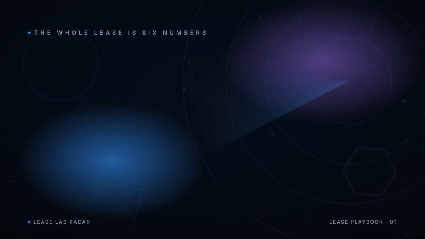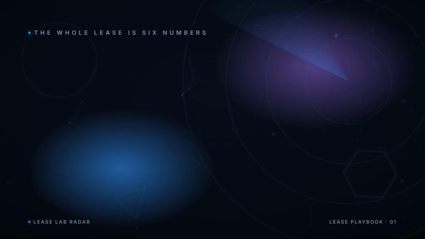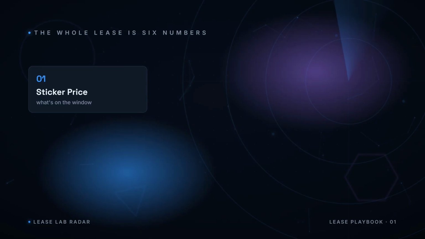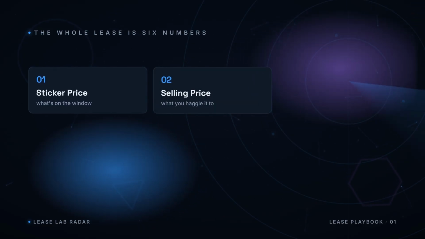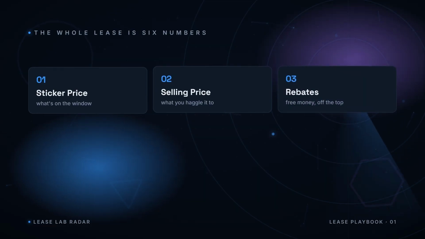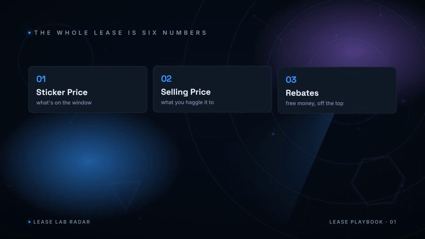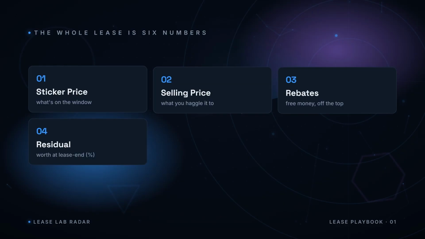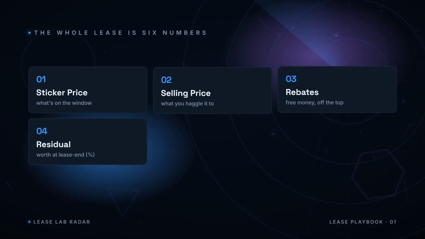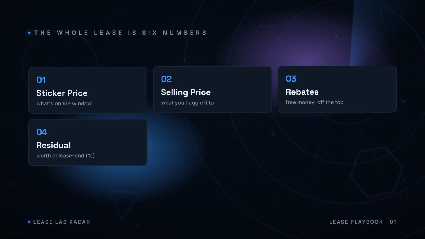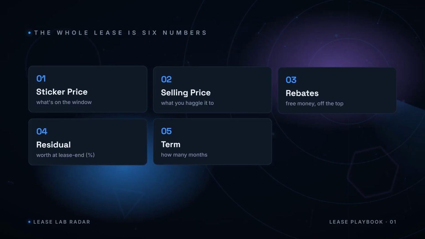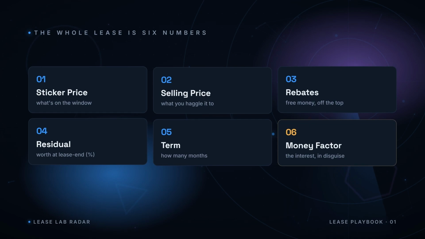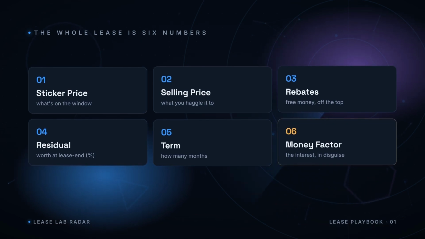6 numbers, that's the whole lease. Grab your calculator. Sticker price, what's on the window. Selling price, what you haggle it down to. Rebates, free money from the manufacturer off the top. Residual, what the car is worth at the end as a percentage of sticker. Term, how many months, 36 is standard. And the money factor.